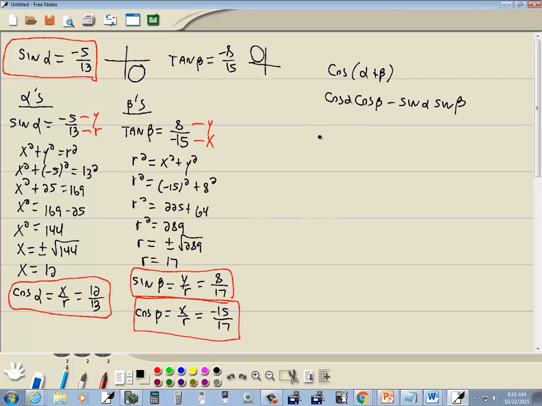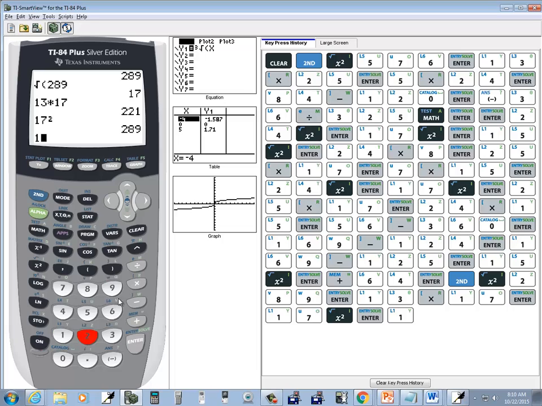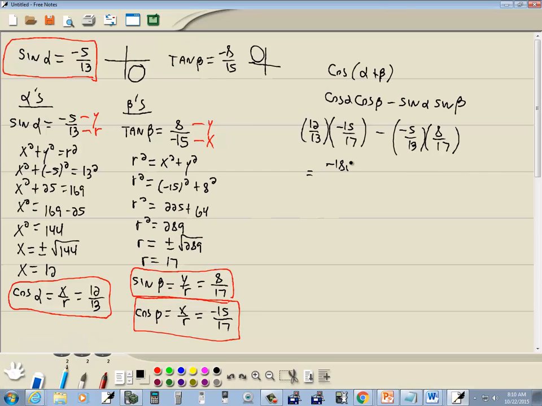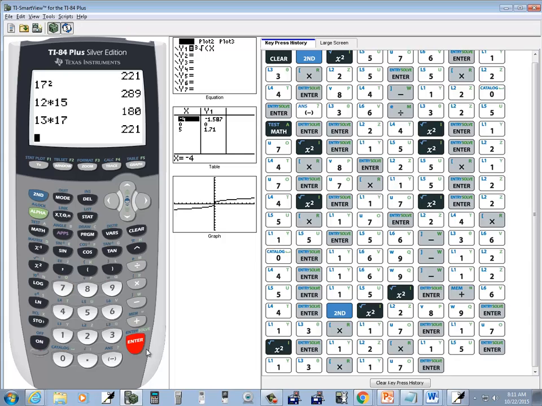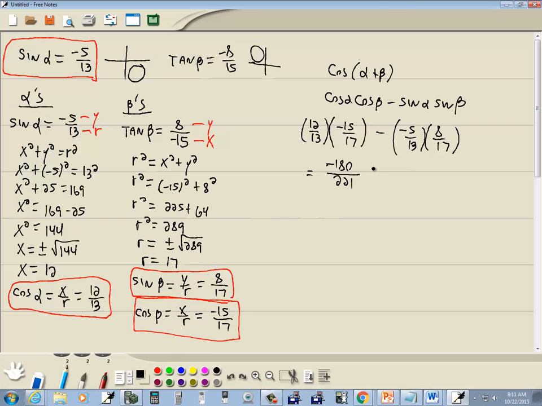So now we're ready to plug it in. Cosine alpha is 12 over 13 times cosine beta, which is negative 15 over 17, minus sine alpha, which is negative 5 over 13, times sine beta, which is 8 over 17. Okay. 12 times 15 gives us 180. So negative 180 over 13 times 17, which is 221. Negative negative becomes positive, and that's 40 over 221, which gives us negative 140 over 221.